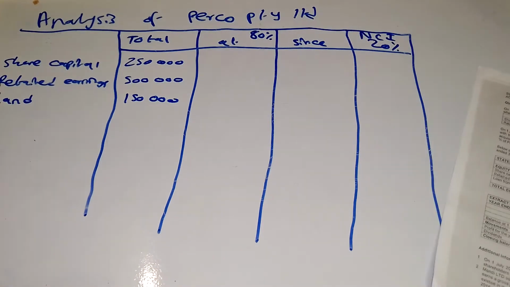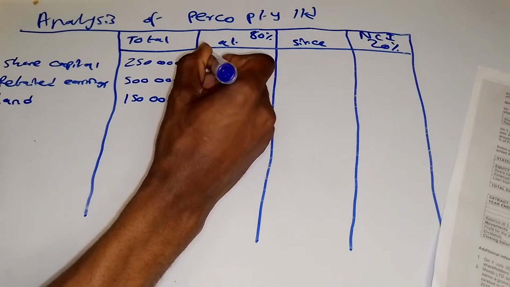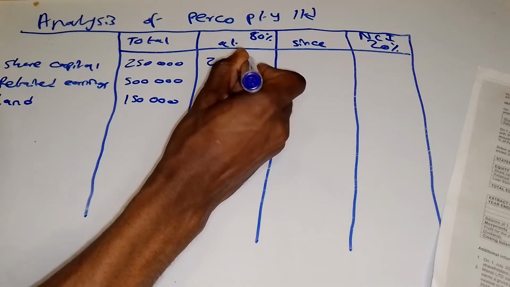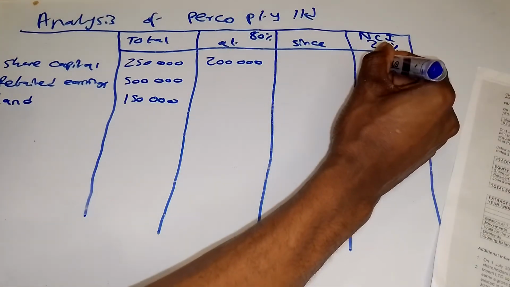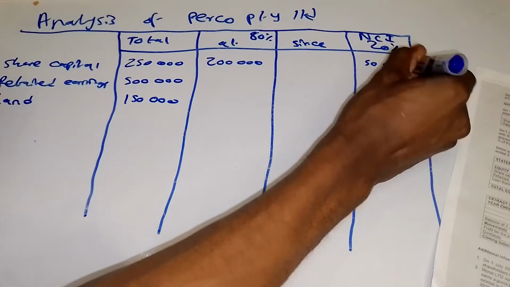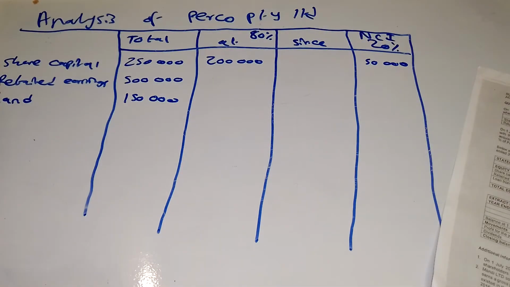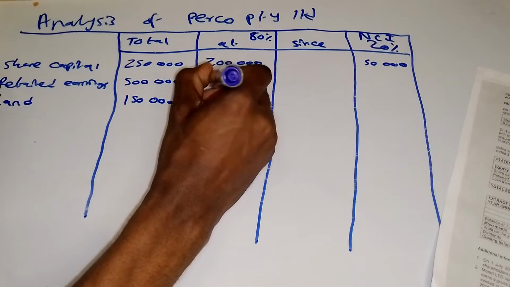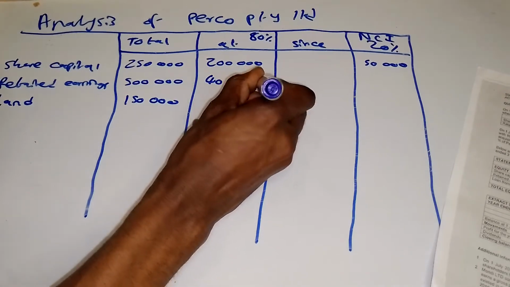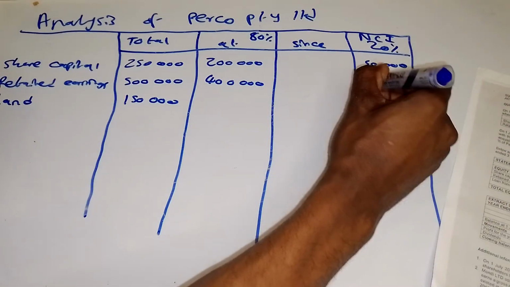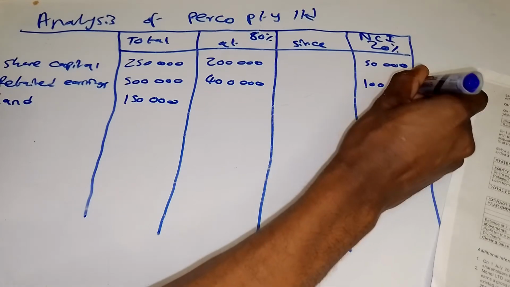Now let's allocate. It's going to be 250,000 multiplied by 80%, which gives us 200,000. Then the remaining NCI will be 50,000. Let's proceed. 500,000 of retained earnings multiplied by 80% gives us 400,000. Then NCI will be 100,000.